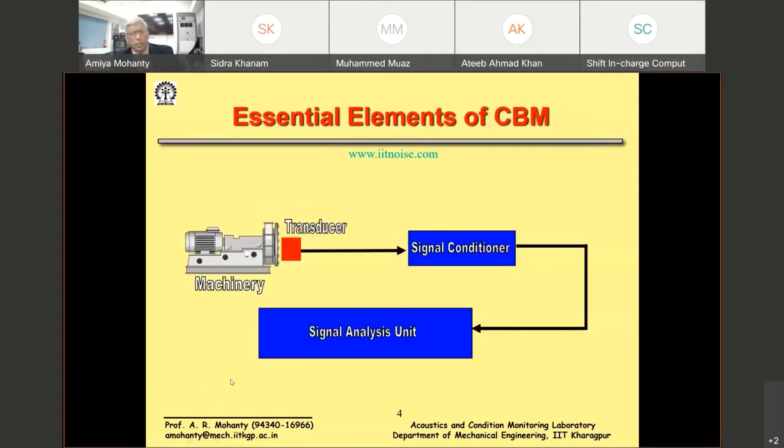So this is in general the arrangement of CBM. I have a machine, I have a regenerative machine. I put a transducer. Okay. I put this transducer, and then I see some questions are coming up.